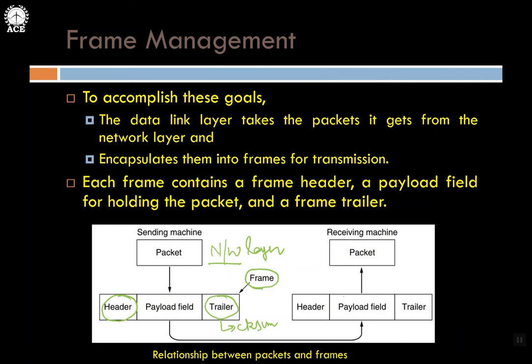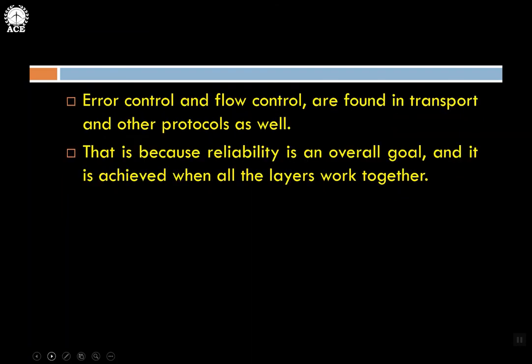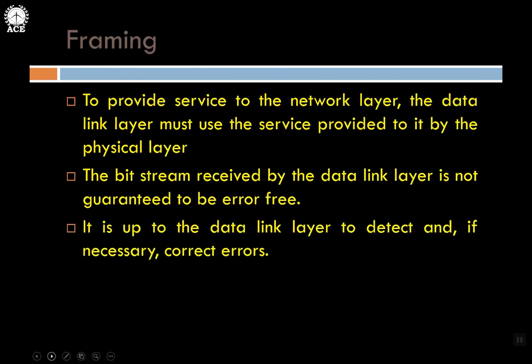Framing is done, and then the payload is passed on after error detection and correction. After ascertaining that everything is fine, we hand over the packet to the network layer. If there is any problem, then we send back a message saying that we did not receive the frame properly, so you resend it. That is error management. Error control and flow control are found in transport and other protocols also. This is because reliability is an overall goal and it is achieved when all layers work together.